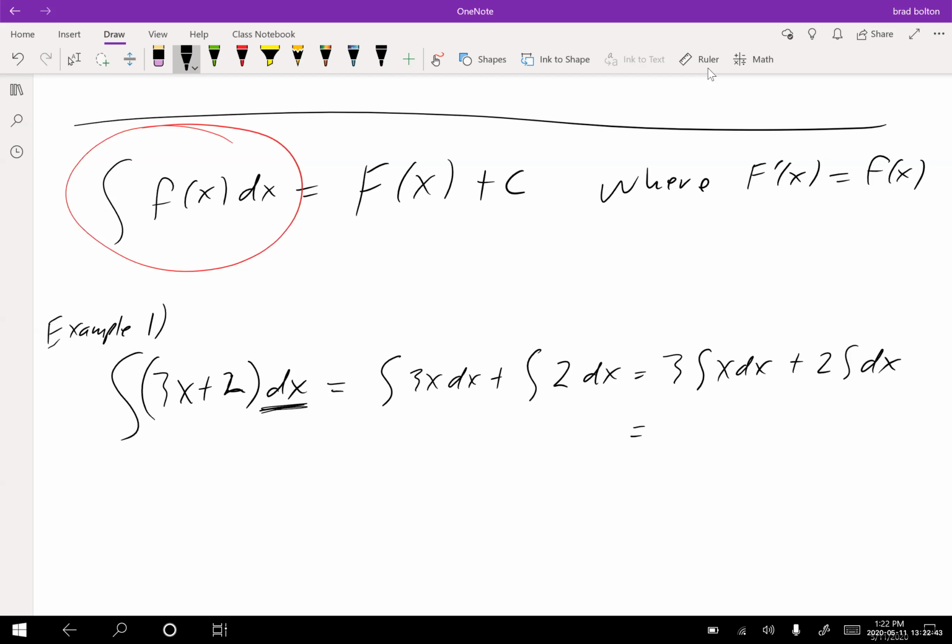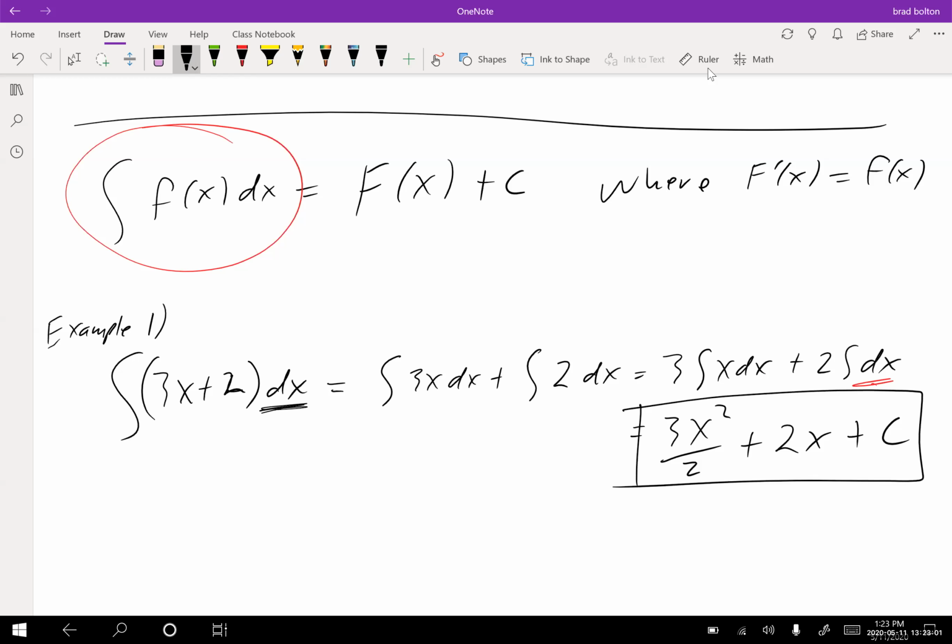And we know that the antiderivative of x is x squared over 2. So this is going to become 3x squared over 2. And this will become plus 2x because the antiderivative of dx is just x. So this is just going to become plus 2x plus c. And that would be our answer. And we're done. Okay, and that's all there is to it. That's all the symbol means.